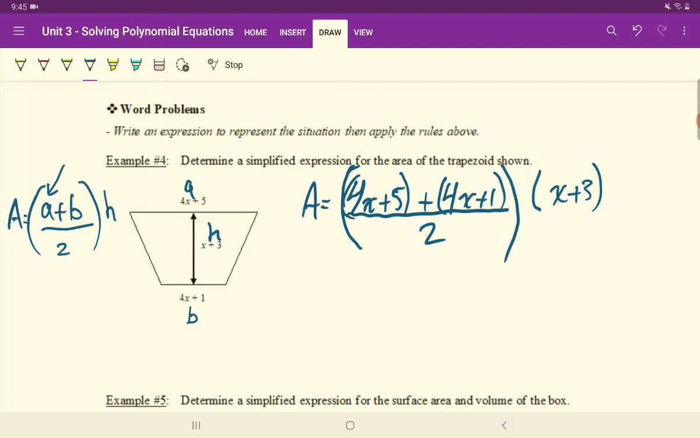Now I analyze what's inside my bracket, and I realize that I can collect like terms inside my bracket because I have a binomial plus a binomial. Whenever I'm adding, I can just drop those brackets. If I was subtracting, I would need to distribute the subtraction sign before dropping my brackets. But because it's addition, nothing will change if I just drop my brackets. So we get 4x plus 4x, which is 8x, plus 5 plus 1, which is 6.